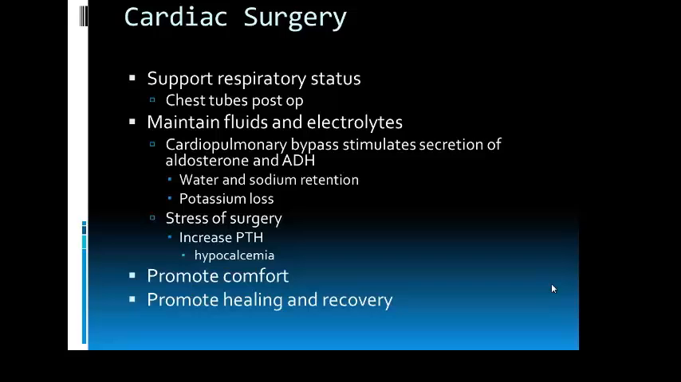Even the stress of surgery is going to increase their PTH, and they're going to become hypocalcemic. We want to promote comfort in them, promote healing and recovery. With these kids, we don't want them to be exposed to outside sources and chances of infection if we can help it. A lot of these kids will have limited activity until the cardiologist feels that they are strong enough. And that ends the PowerPoint.